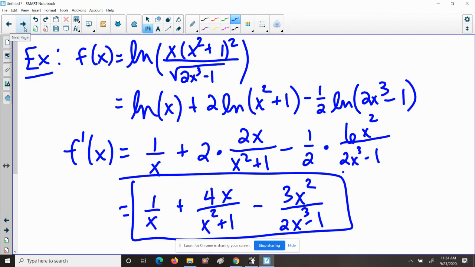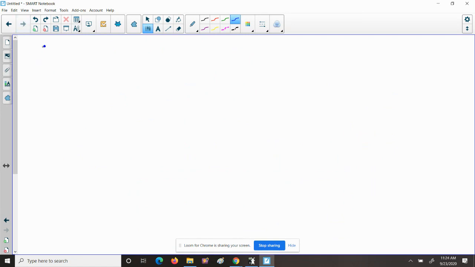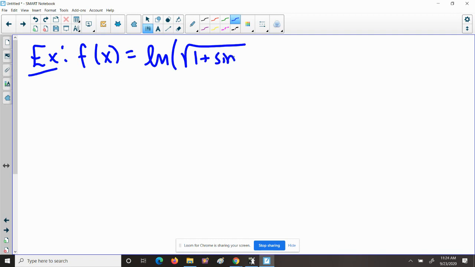Okay, let's also try one where we might have some trig. Let's say we have the function natural log of the square root of 1 plus sine of x. And let's say we want to find the derivative. Before we do that, remember, we can simplify this down at least a little bit, make it a little bit easier on us. This is all in the square root, so that's the 1/2 power. I'm going to bring the 1/2 out front. So this is 1/2 natural log of 1 plus sine of x.